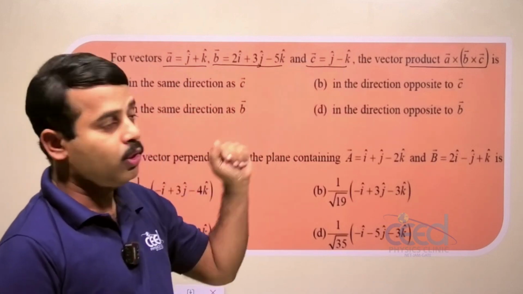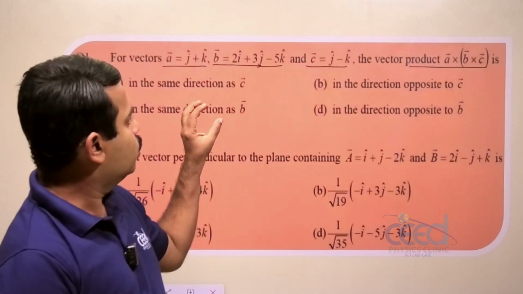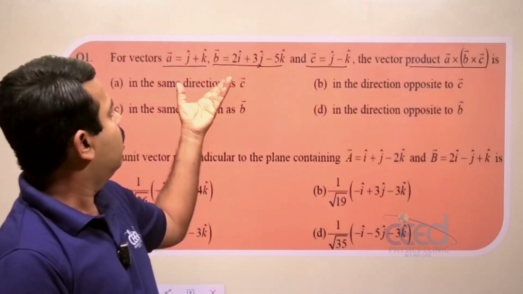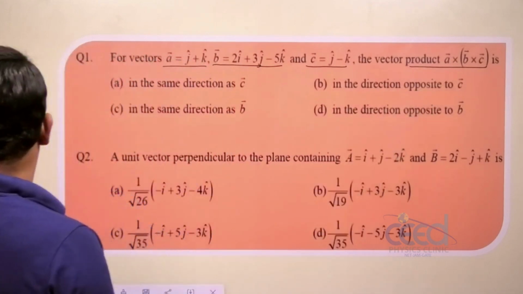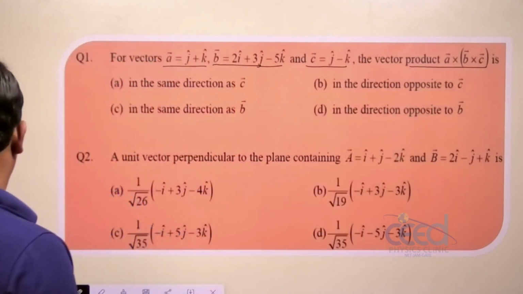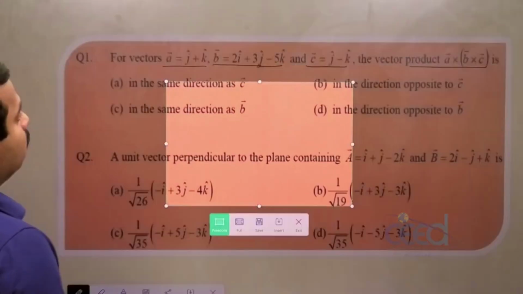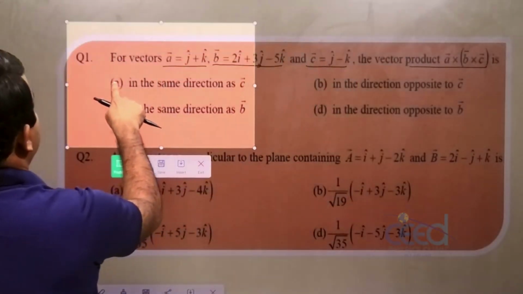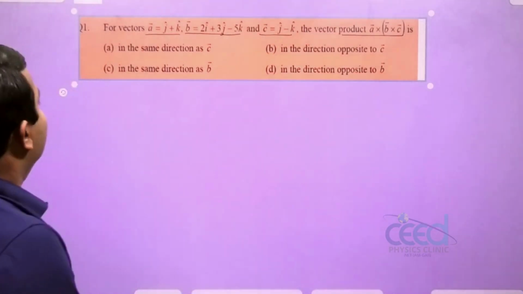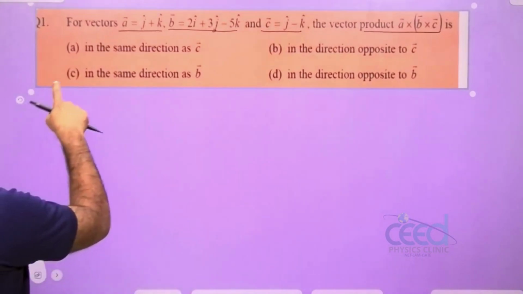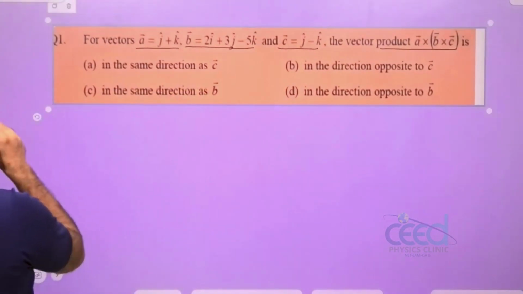Based on direction, different options are given. So to know about this, we should calculate this vector product, right? So let us copy this question to a plain board. So what is A cross B cross C? Let us think about what A cross B cross C is first.